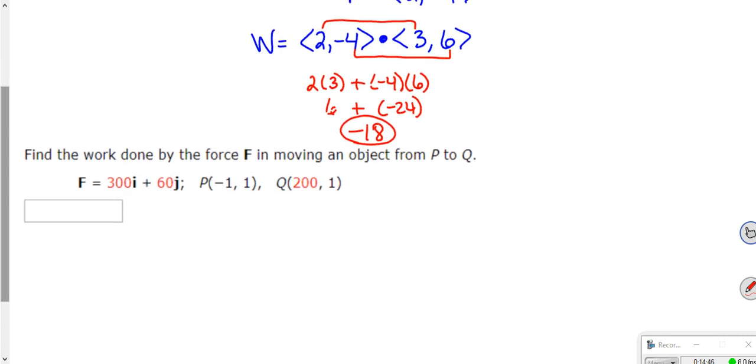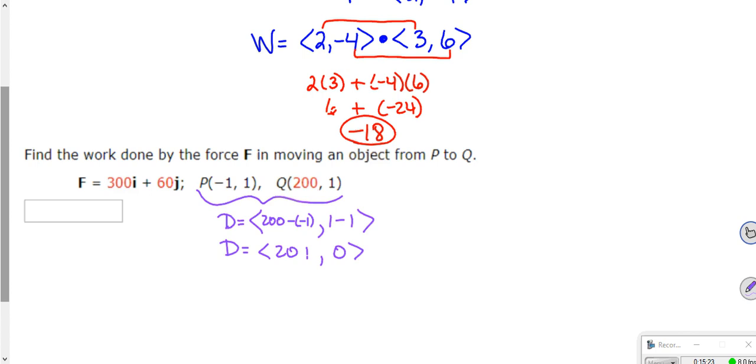Okay, this one says find the work done by the force in moving an object from P to Q. Same kind of deal. First of all, we're going to find the distance. Distance is going to be 200 minus a negative 1, comma, 1 minus 1. Y'all see that? Again, change in your x position, comma, change in your y position. Horizontal movement, comma, vertical movement. So that gives us 201, comma, 0. That is my distance vector.